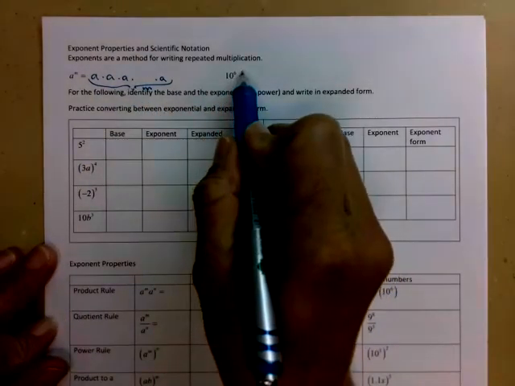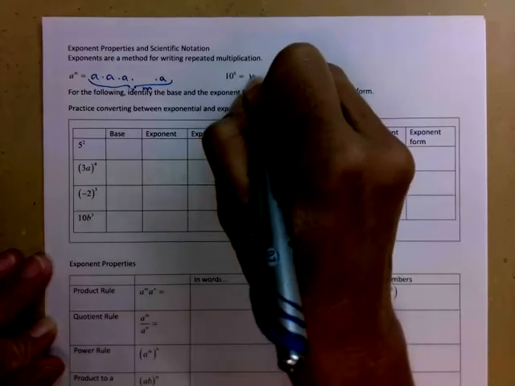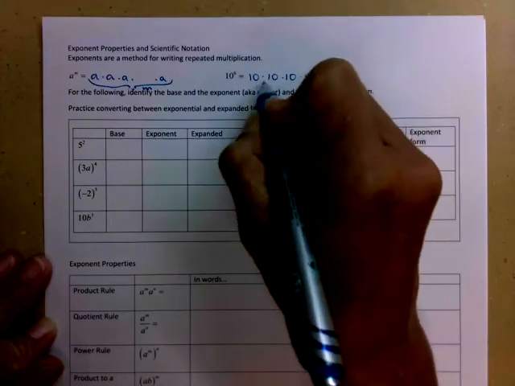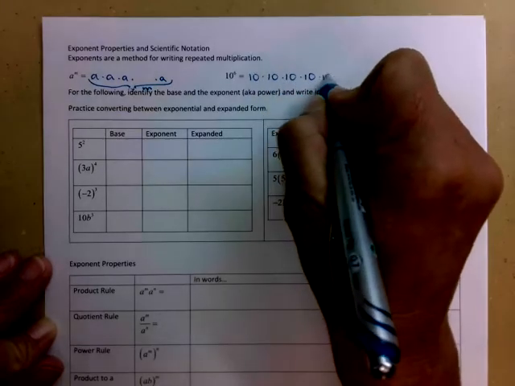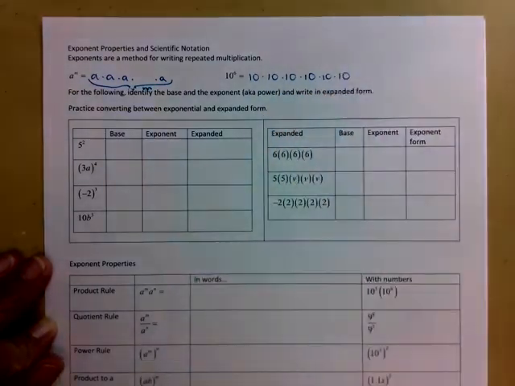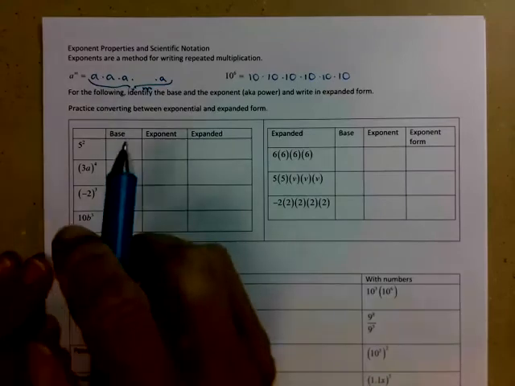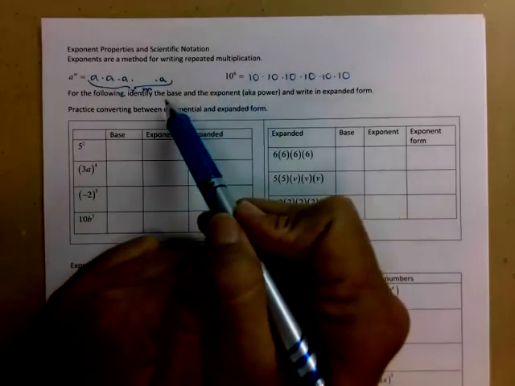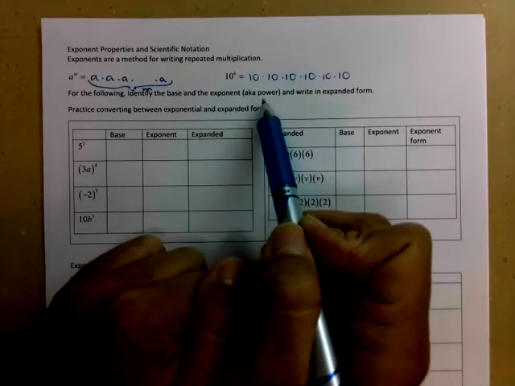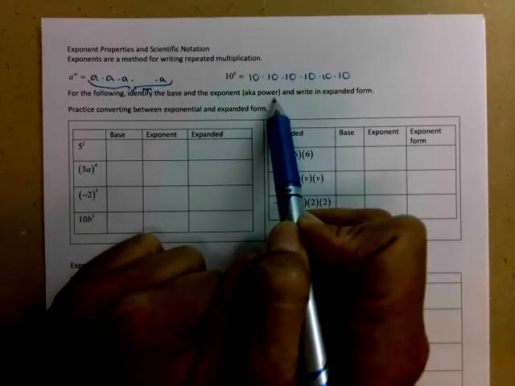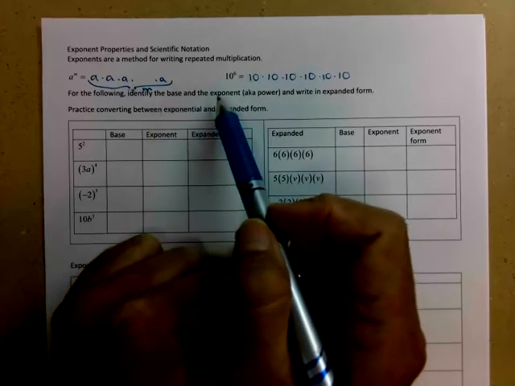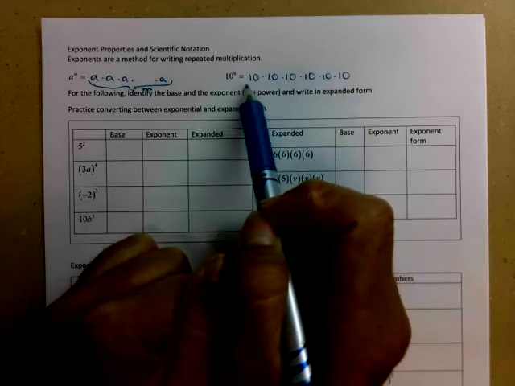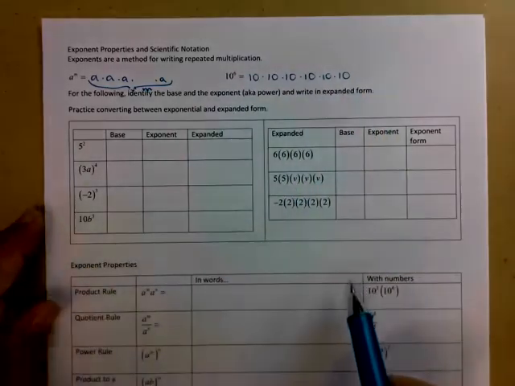So 10 to the 6th means 10 times itself 6 times: 1, 2, 3, 4, 5, 6. When we have exponential expressions, what we have is a base and an exponent. Another word for exponent is power. So we're going to find the base, identify the power, and then write it in the expanded form, all multiplied out.